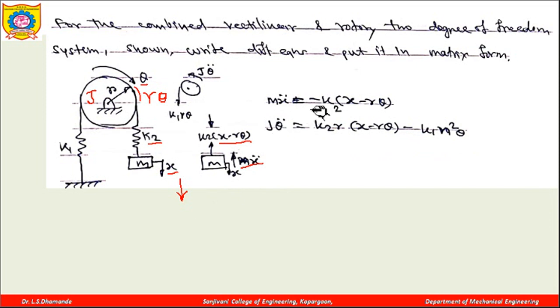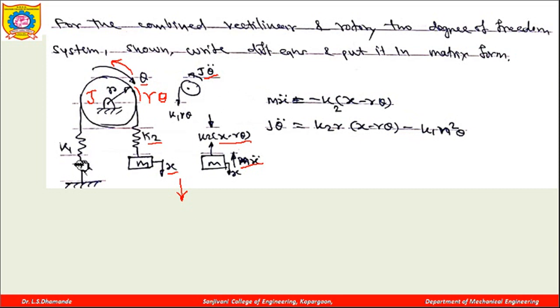So this is the free body diagram, and from here I will write the equation of motion. So M into x double dot equals minus K2 into x minus r theta. Similarly, when I draw the free body diagram of the pulley, suppose it is rotating in the clockwise direction, so in the anti-clockwise direction there is an inertia torque acting on this, that will be equal to J into theta double dot.